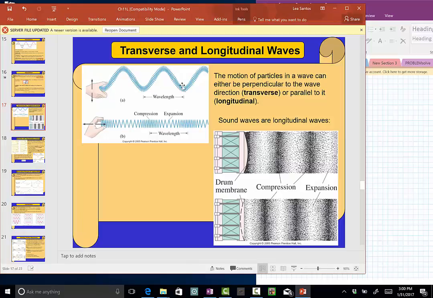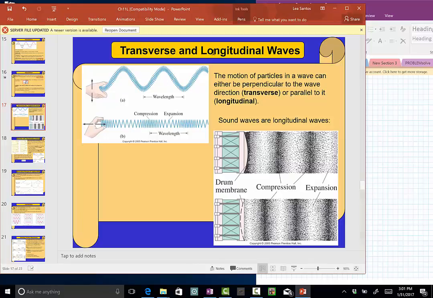This kind of wave is called transverse because the hand moves up and down. Each particle here just moves up and down, but the energy, the wave, the crest is propagating to the right, perpendicular to the motion of the particles. So that's what we call transverse. But there are other kinds of waves.